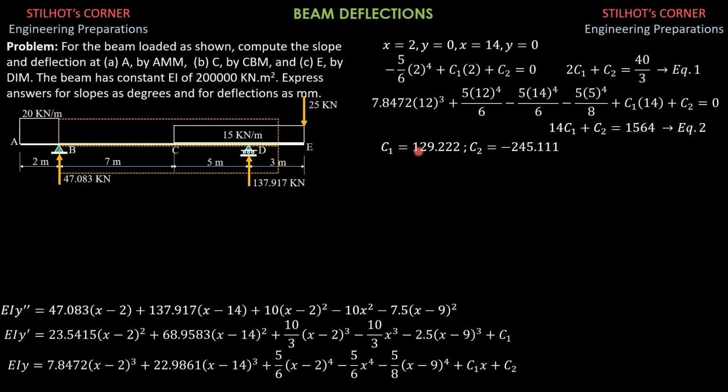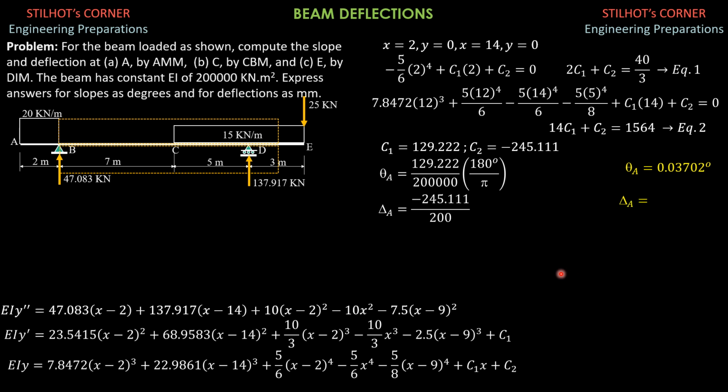So c sub 1 divided by EI is the slope at A, and c sub 2 over EI is the deflection at A. So 129.222 over EI, 200,000, this is in radians, then times 180 degrees over pi. In degrees, theta A is equal to 0.03702 degrees. And delta A, negative 245.111, we simply divide that by 200 to convert that to mm. So delta A is negative 245.111 over 200. In millimeters, that's negative 1.226 mm.